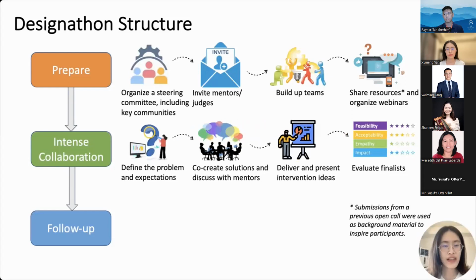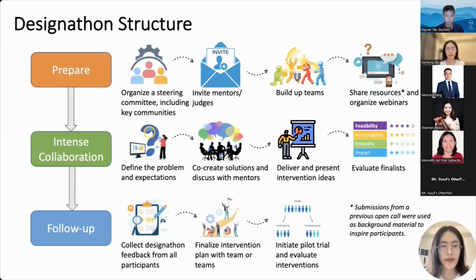In a 2-day intense collaboration stage, the participants were required to co-create solutions, deliver prototypes, and present their ideas within 48 hours. The final works were evaluated based on feasibility, acceptability, empathy, and impact. And then in the follow-up stage, we collected Designathon feedback from all participants and finalized the intervention plan with the winning team. The intervention was then evaluated through a pilot randomized controlled trial.